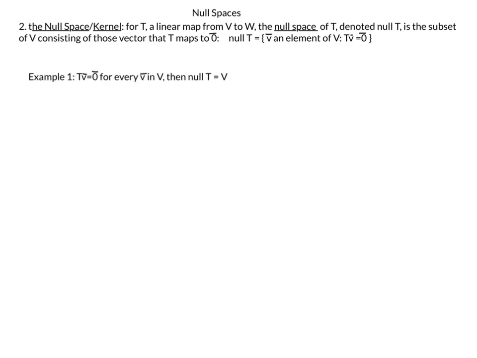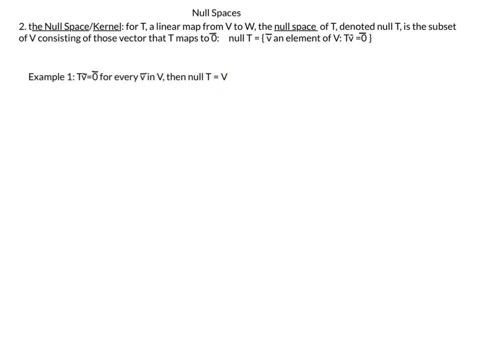Our first example of a null space: if we have the function T of v that maps everything to 0, so every vector in the vector space gets mapped to 0, then the null of T is equal to every vector in V, or the whole space V. And this is a pretty extreme function T, when the null space is equal to V.